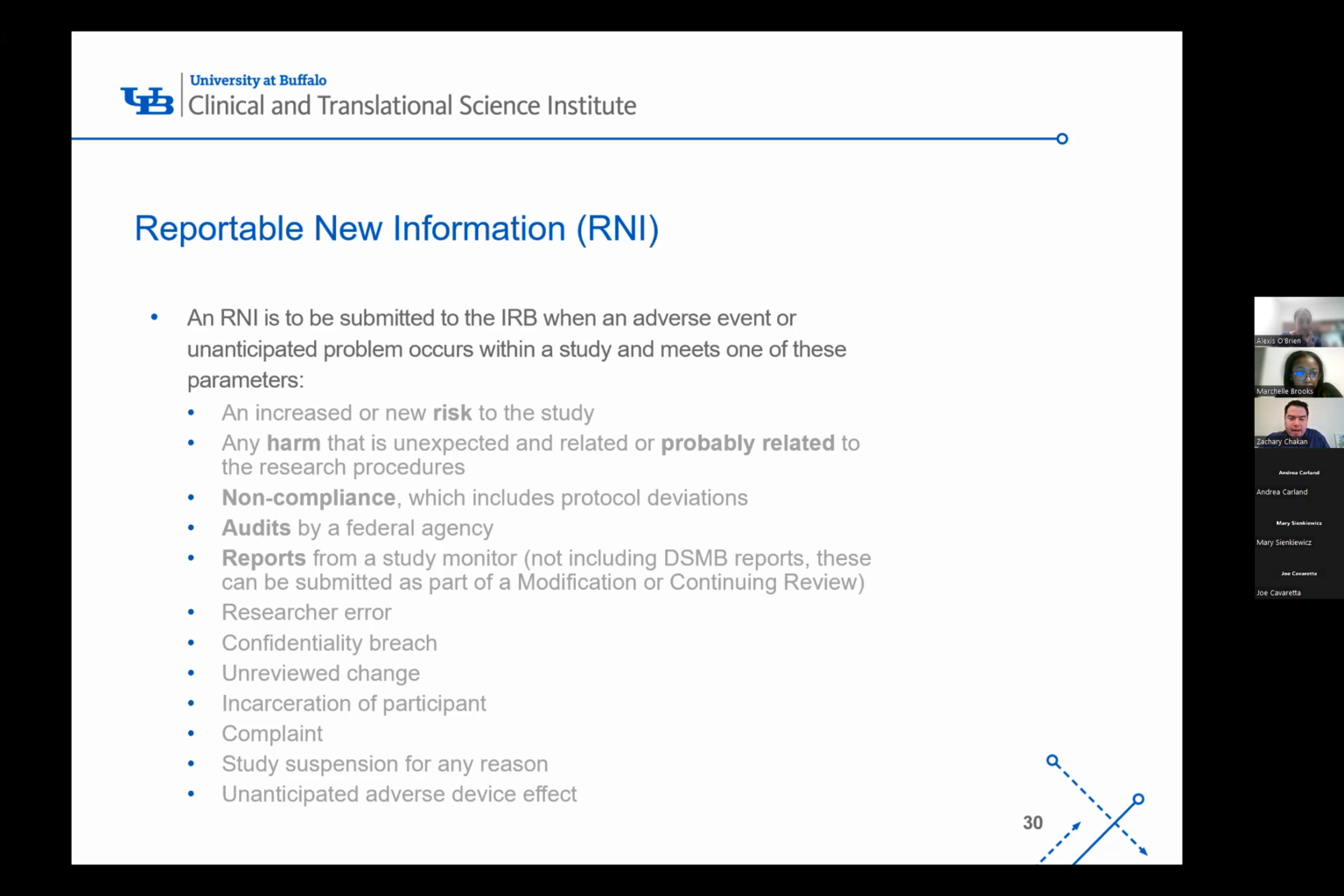You know, non-compliance, audits by a federal agency, researcher error, reports of a study monitor that are not DSMB reports, Data Safety Monitoring Board reports, those can be submitted with a continuing review, and a couple of these other things shown here.